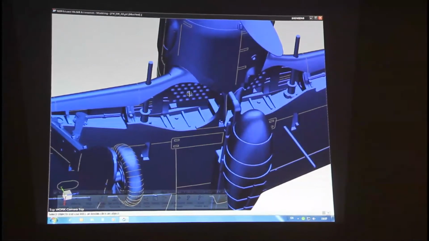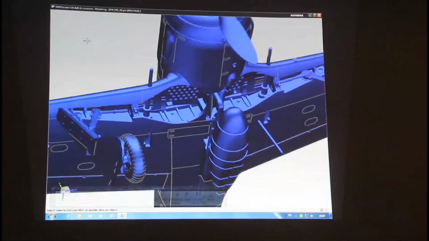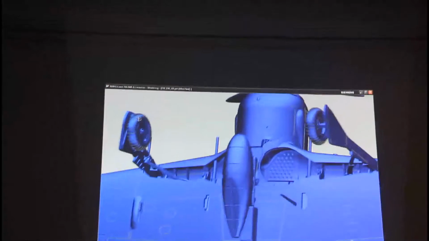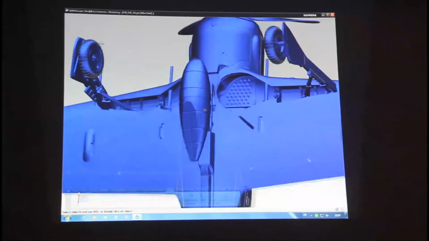So please note the wheel wells, because they are very detailed.